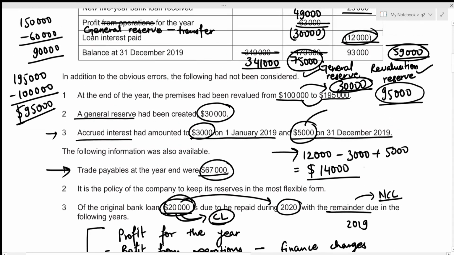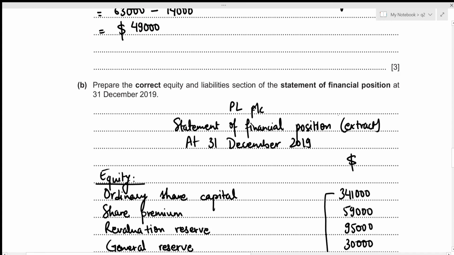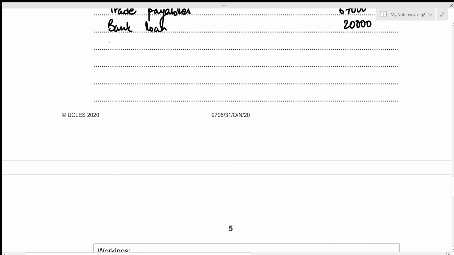Okay, then we had accrued interest as well, meaning that this 5,000 is an accrued interest on 31st December 2020, which means that this is interest yet to be paid, and this amount needs to be paid within next year, right? So this is other payables. Let's write this amount of 5,000 as well. So that's other payables amounting to 5,000.